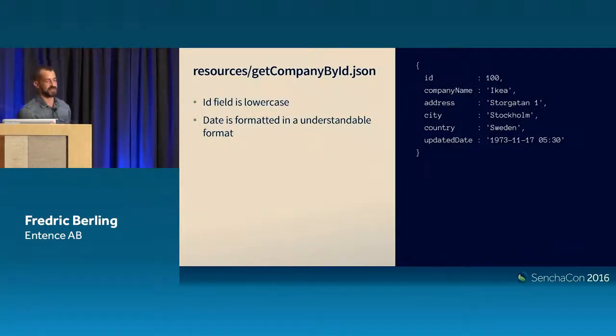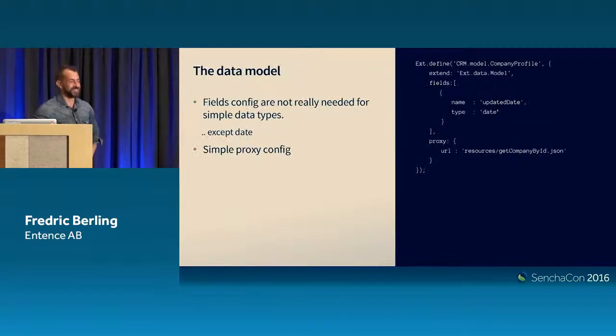So let's look at data that we are ready to consume out of the box. This is pretty much how you want the data to look if you live in a dream world. Worth noting is the ID field is lowercase, that's Sencha standard, and the date is formatted in an understandable format. I would say the superior format because it's the way we use in Sweden. It's also sortable right out of the box. That could be the standard.